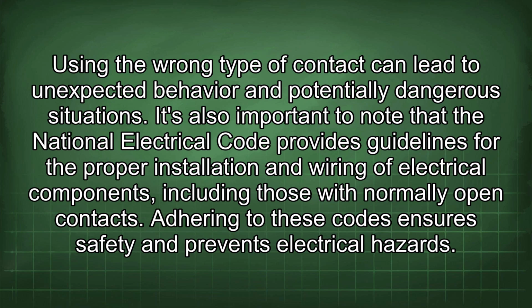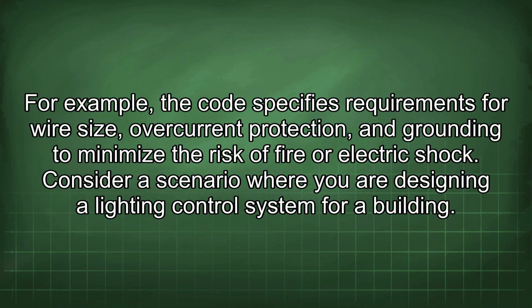It's also important to note that the National Electrical Code provides guidelines for the proper installation and wiring of electrical components, including those with normally open contacts. Adhering to these codes ensures safety and prevents electrical hazards. For example, the code specifies requirements for wire size, overcurrent protection, and grounding to minimize the risk of fire or electric shock.